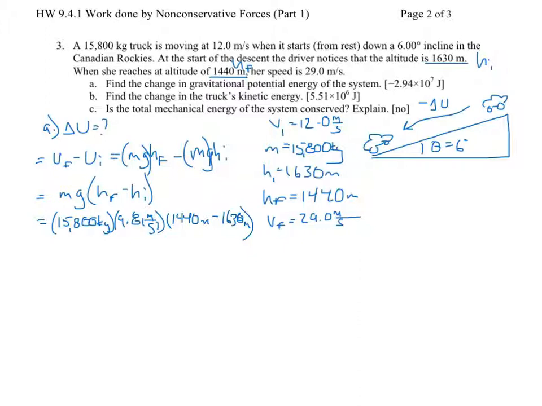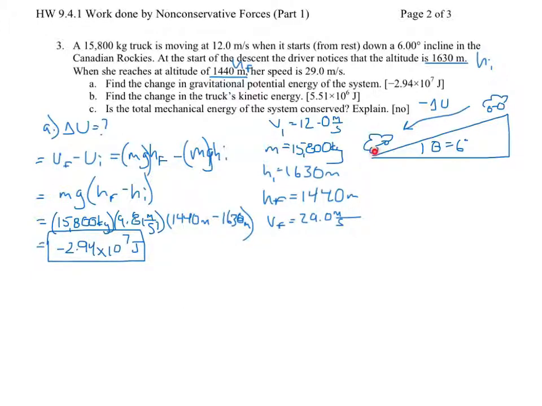30 meters right there. So that should give us our change in potential energy. And I think if we do this right, we're going to find out that that is going to be a negative change. What do we get? And just like our problem tells us, the answer that I get is negative 2.94 times 10 to the 7th joules. So with regards to potential energy, it's losing potential energy as it goes down the hill.